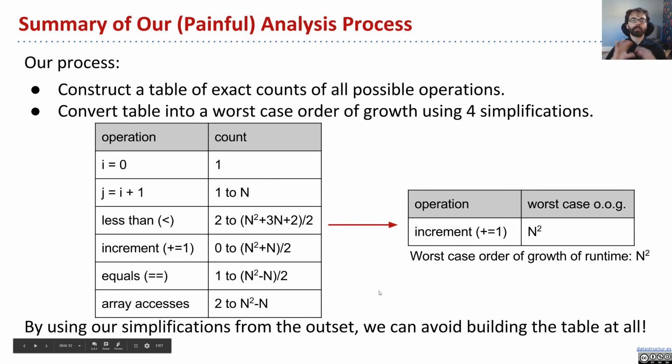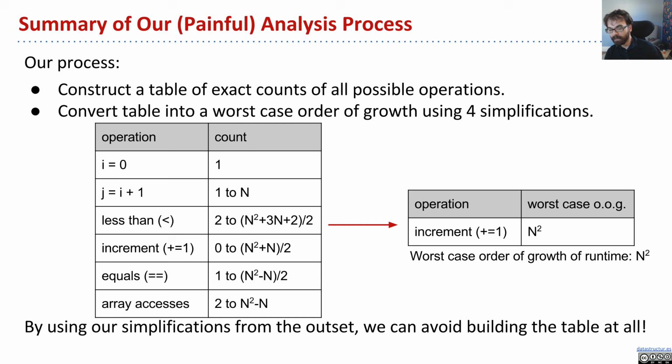All right. So to summarize our whole process that we come up with, which is a little painful, our process was to construct a table of the exact counts of all possible operations that could occur, and then to convert that table into a single worst case order of growth using our 4 simplifications. Now that's overkill, right? We do this just intricate, wonderful process of getting every single thing that Donald Knuth would be incredibly proud of, and then we throw away most of our work. It seems a little ridiculous, right?